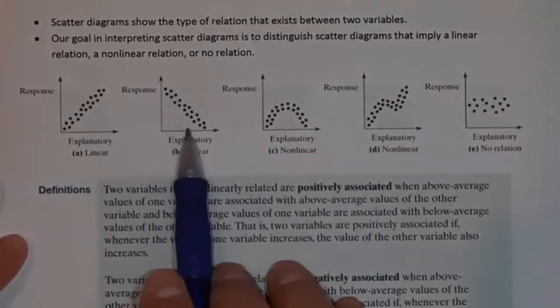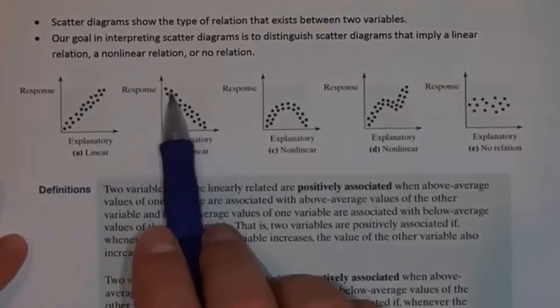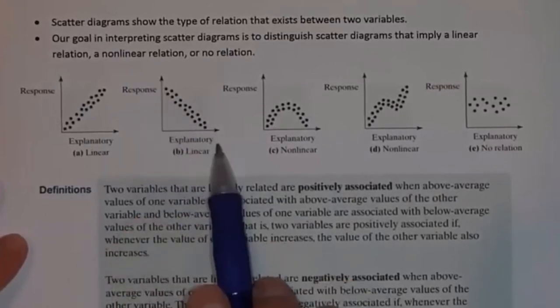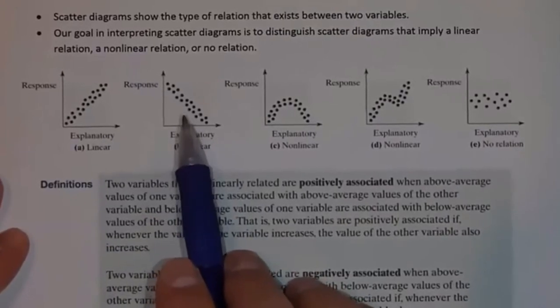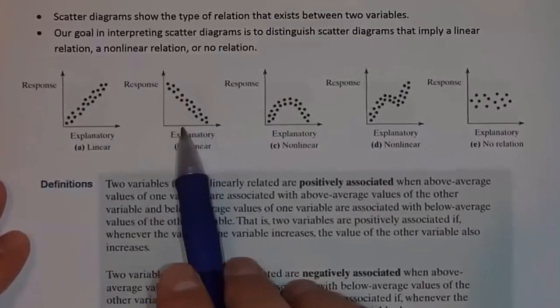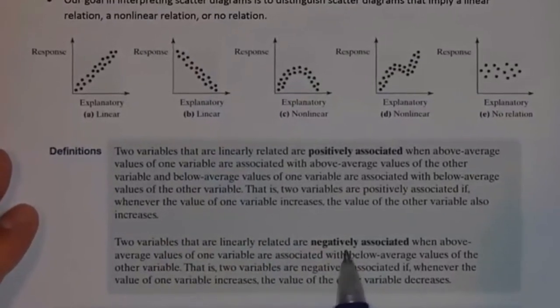Now we can also have a linear relation such as this. So again, clearly this looks like we have a somewhat linear relationship here. This is a negative association. There is a negative relationship. So what does that mean? Two variables that are linearly related are negatively associated when above average values of one variable are associated with below average values of the other variable.